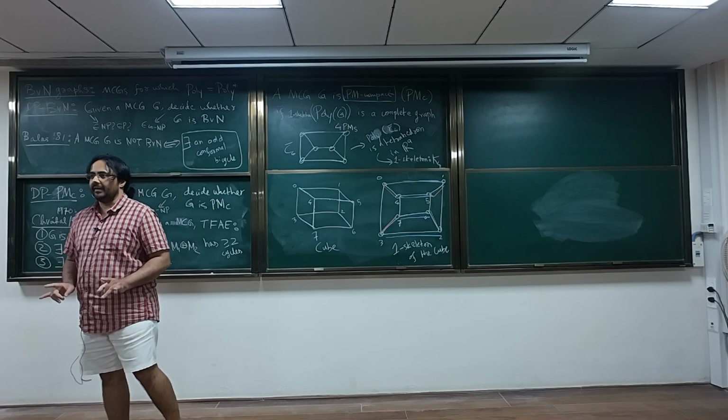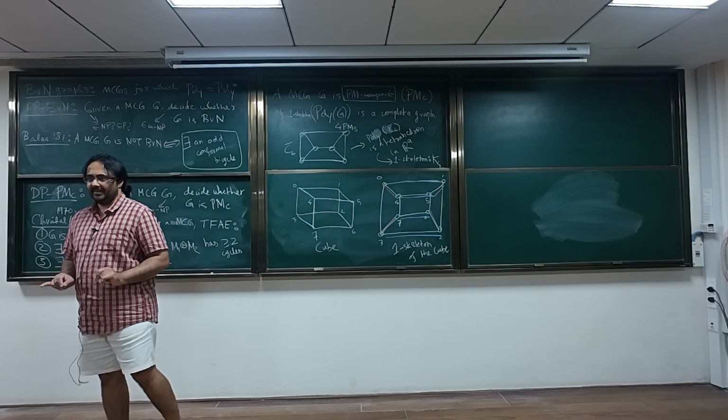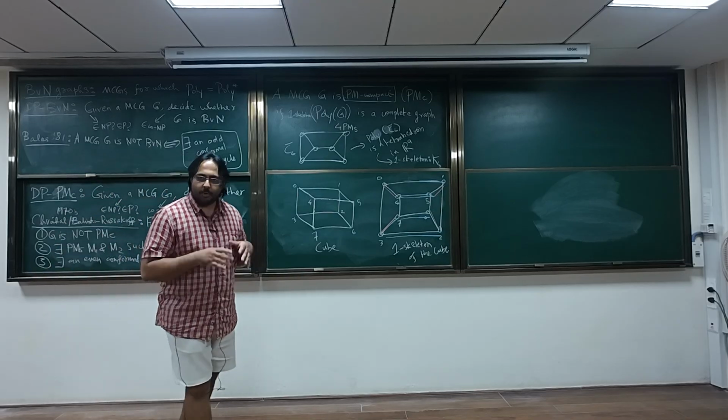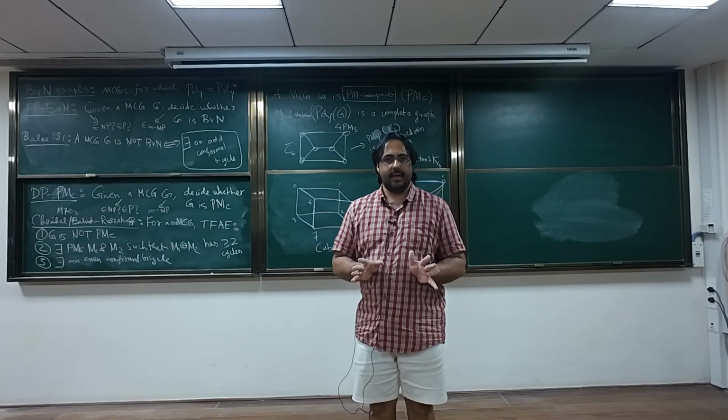But if there is one, I cannot tell you whether it is odd or even. That is too much to ask for. That is the current state of the art. Hopefully in a few years we can also talk about the parity, but as of now, we don't know how to talk about the parity. But we can tell you whether there's a conformal bicycle or not.